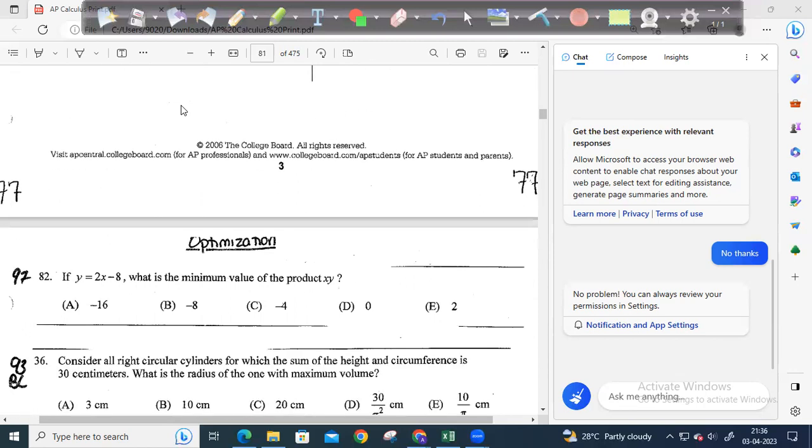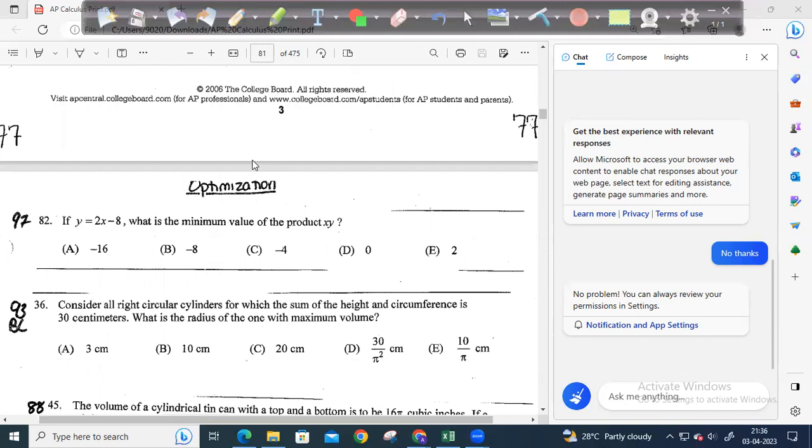Then definitely you'll be able to do maximum questions. Okay, so now optimization. You people are good at it, you will know it by heart like this.